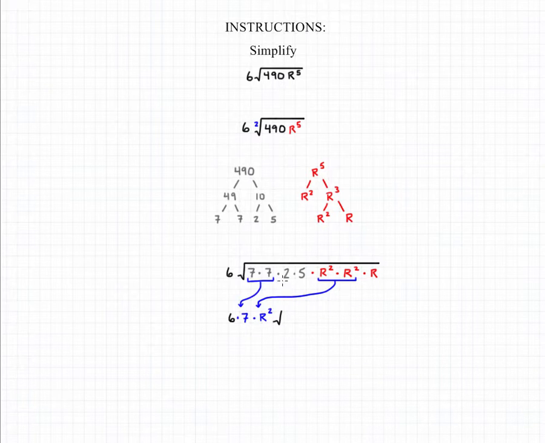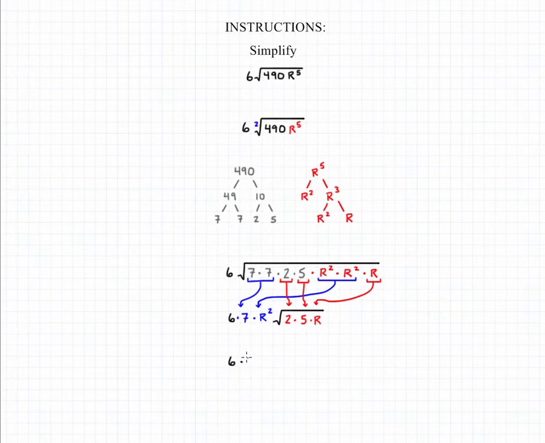Now what we have left is a 2, a 5, and 1 r. So those are going to have to remain inside the root, and they get multiplied. So we'll have that 2 times that 5 times that r.